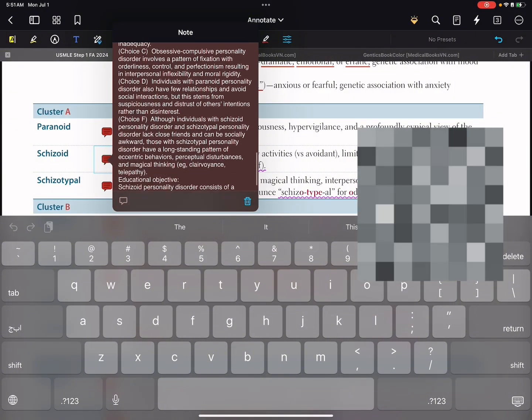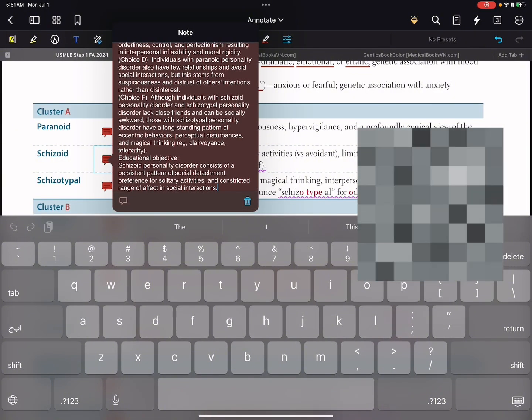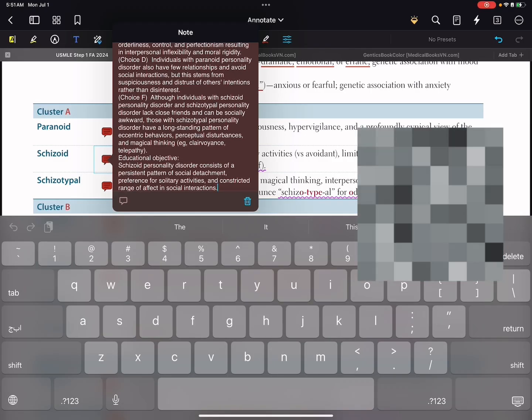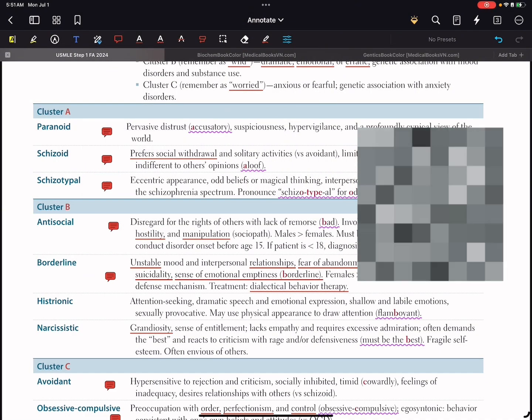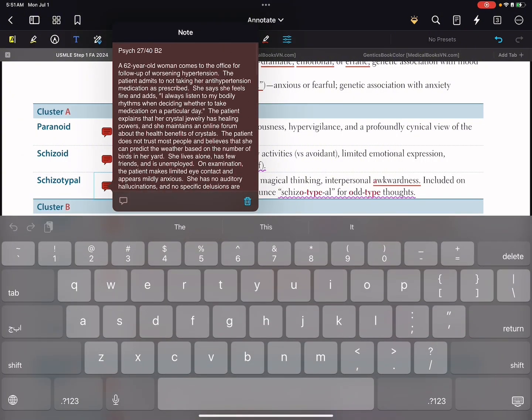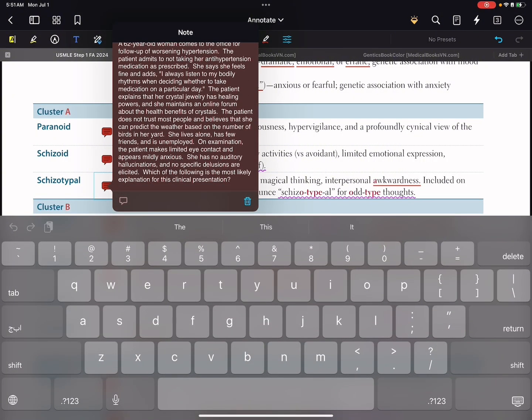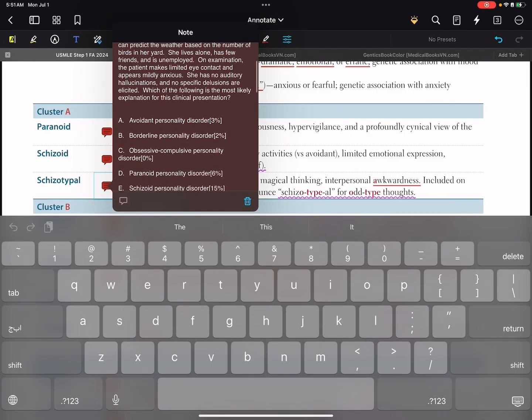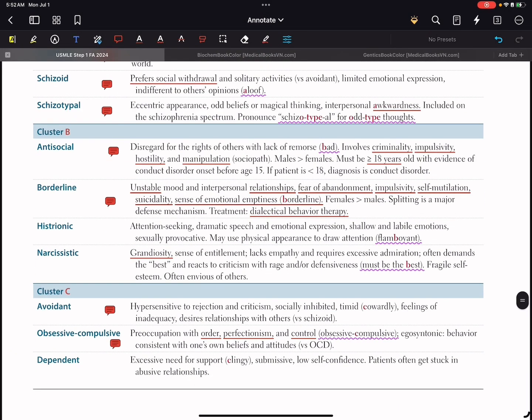Because schizotypal, as we said, has to have something like magical thinking, eccentric behavior, and telepathy and all of that. Okay, schizotypal: eccentric opinions, believes in magical thinking, interpersonal awkwardness, included on the schizophrenia spectrum. For now, schizotypal has odd thoughts. Okay. I always listen to my bodily rhythms when deciding whether to take medications on a particular day. The patient believes that crystals have healing powers. So this is magical. So this is schizotypal. Eccentric appearance or beliefs, magical thinking. Okay. Cluster B, we said wild.